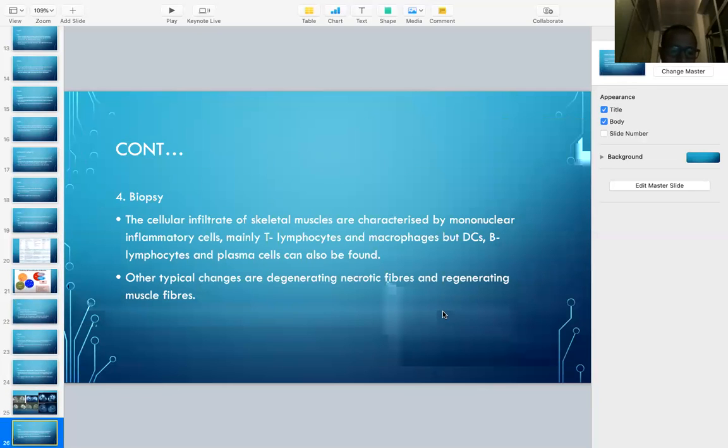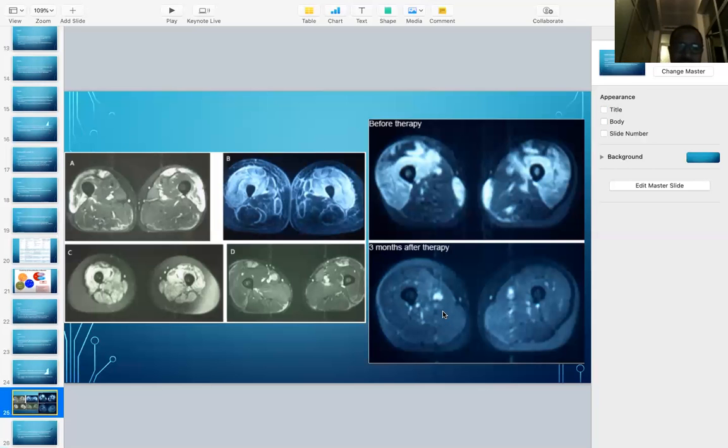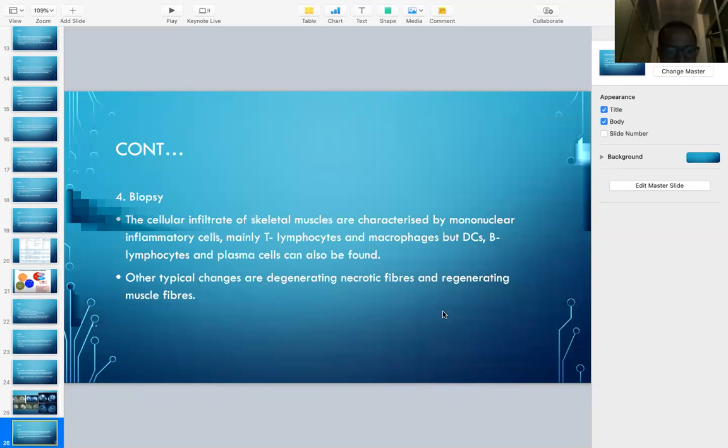The other investigation modality is biopsy. One thing that I forgot is MRI. One important thing in the subtypes is that patients with inclusion body myositis have a typical quad wasting, so it's very specific, relatively speaking. Quad wasting is more suggestive of inclusion body myositis.